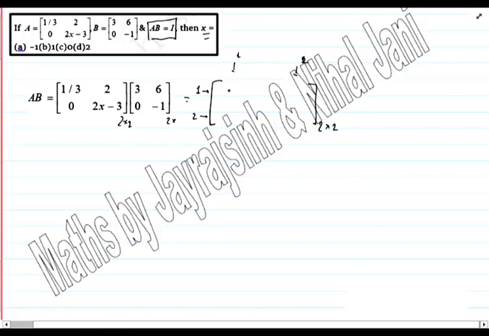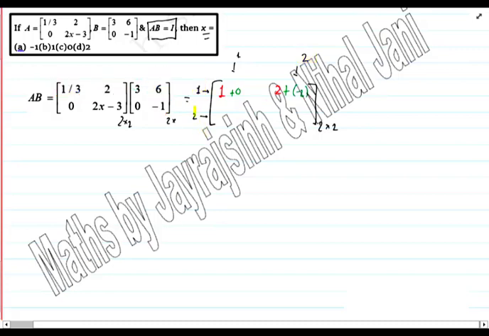Okay, so let's find out the first element, and for that we have to select first row and first column and then multiply the corresponding terms. 1 by 3 into 3 will give us 1, and 2 into 0 will give us plus 0, right? Okay, the next element is in first row and second column. So we have to select first row and second column and multiply corresponding terms. 1 by 3 into 6 will give us 2, plus 2 into minus 1 will be minus 2.